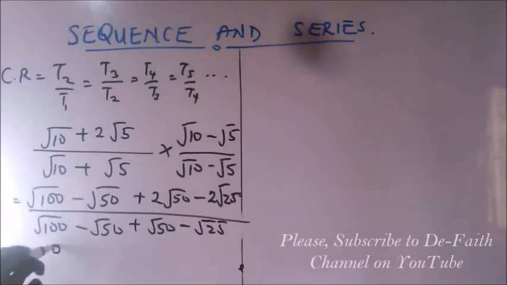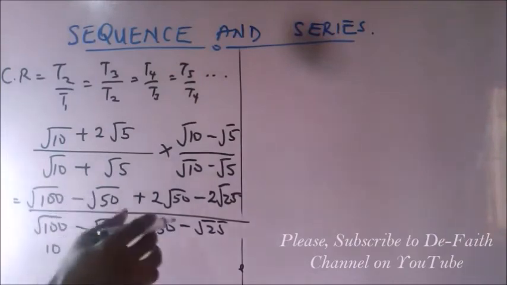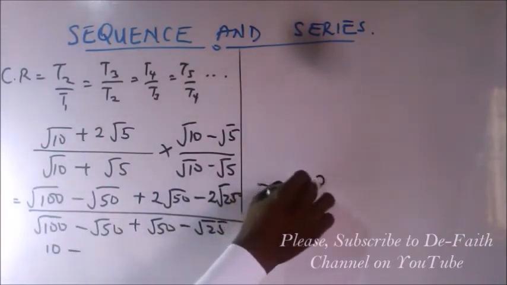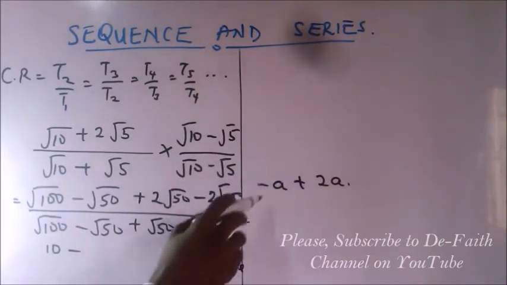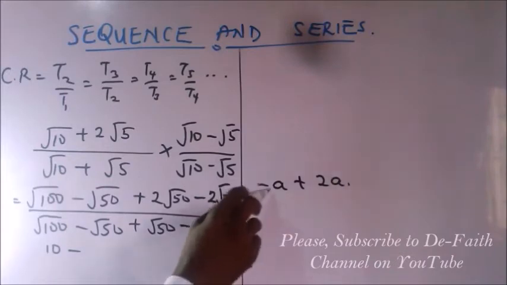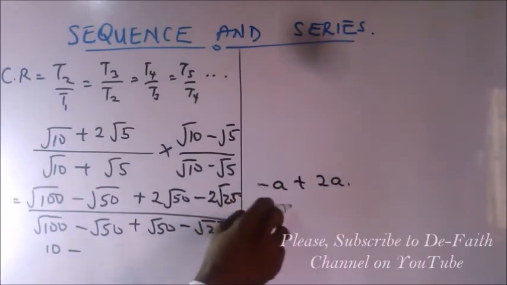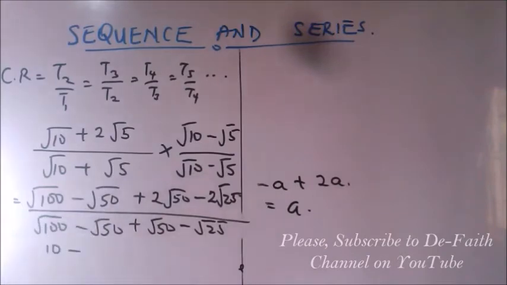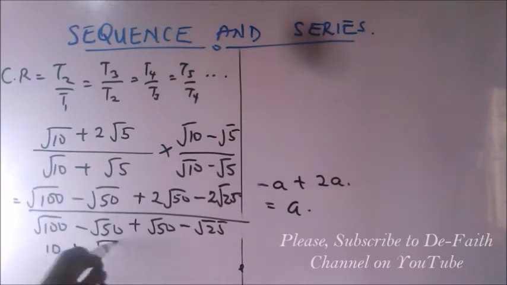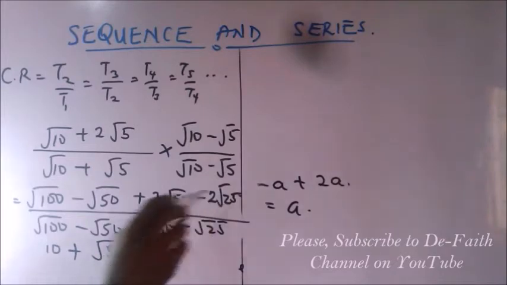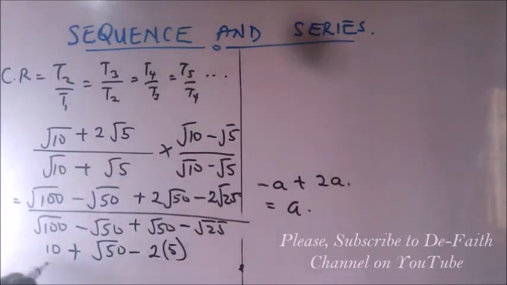Root 100 is 10. Now we have minus root 50 plus 2 root 50. This is more like saying minus a plus 2a, where root 50 is a. And so when you have minus a plus 2a, that would give a. And so that's what's going to happen here. Now we have minus root 50 plus 2 root 50, that would give plus root 50. And then minus 2 times root 25 is minus 10. Alright, divided by root 100 is 10.